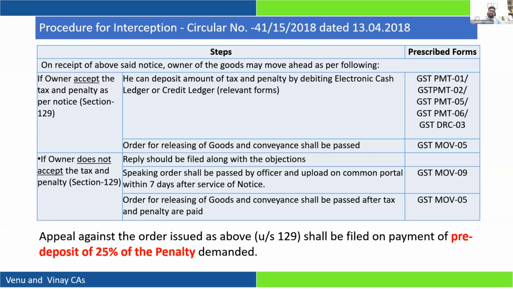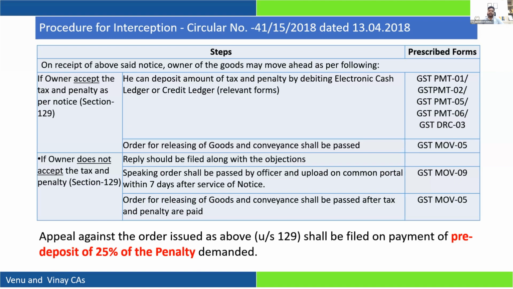Suppose the owner doesn't come forward to accept the tax and the penalty, in that case a reply should be filed along with the objections. And a speaking order in GST MOV 09 with detailed reasons has to be uploaded on the common portal within 7 days after the service of the notice. After that, if the officer is convinced by the reply, the proper officer can give an order of release in GST MOV 05. If you are not satisfied with the order, then you can file an appeal against this order.